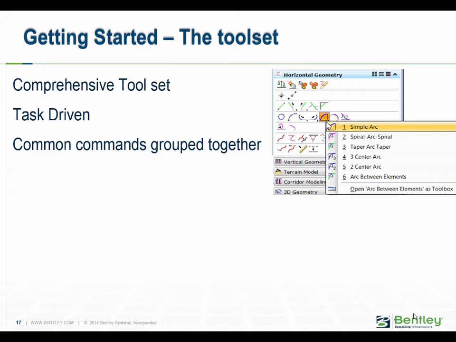So in this instance, the simple arc, there are 5 additional commands that are variants on that. But the most complex being, in this instance, arc between elements, and with arc between elements I can achieve all of the other commands that are above it.